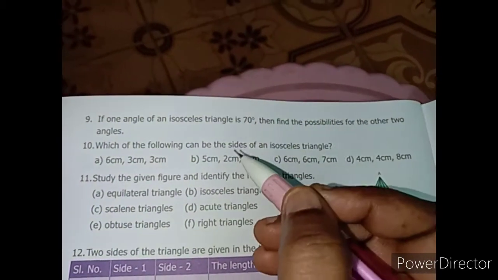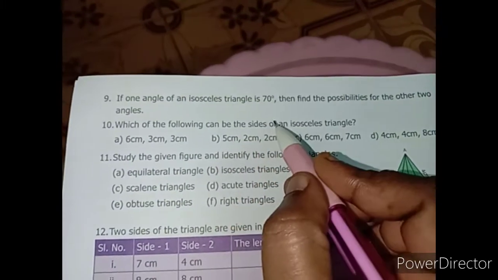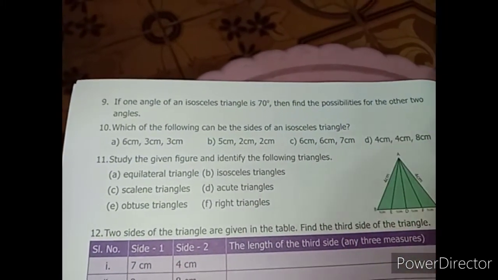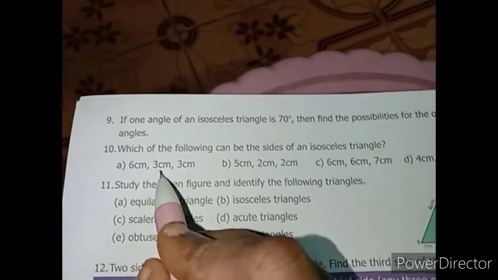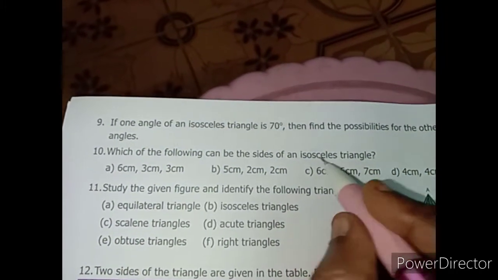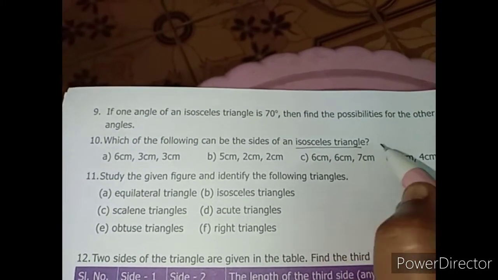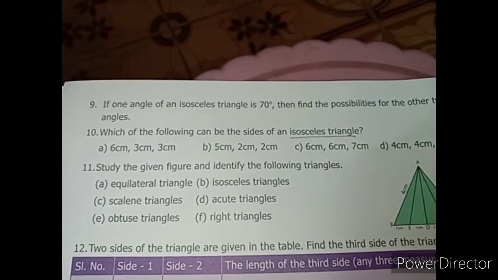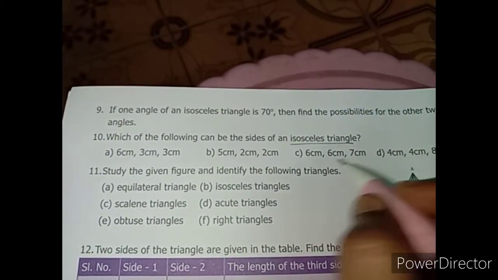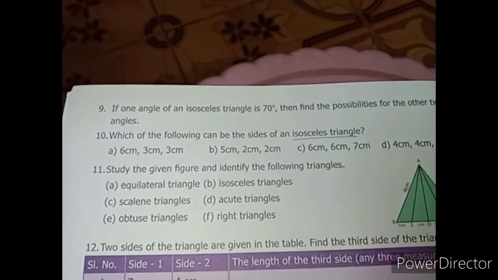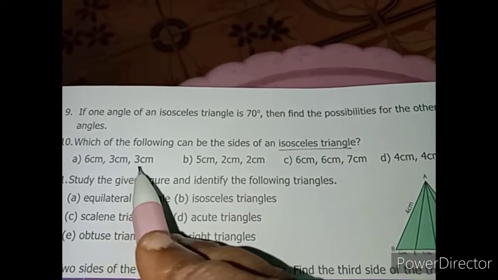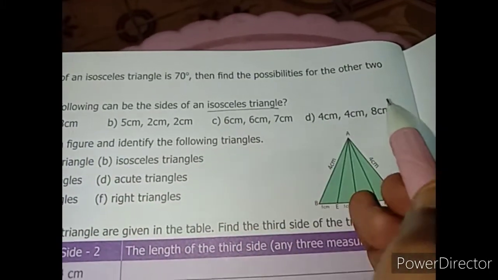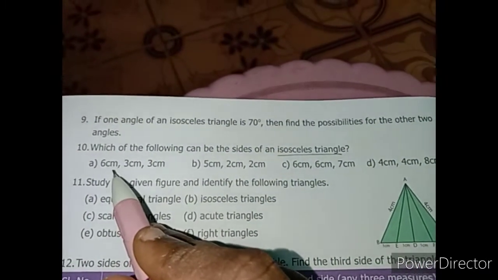So 10th question. Which of the following can be the sides of an isosceles triangle? So 4 options are given. 6 centimeter, 3 centimeter. So first we'll see what is an isosceles triangle. Two sides will be equal, and the other side should be different. So that is an isosceles triangle. If you see, they have given two sides equal and the third side is a different one.